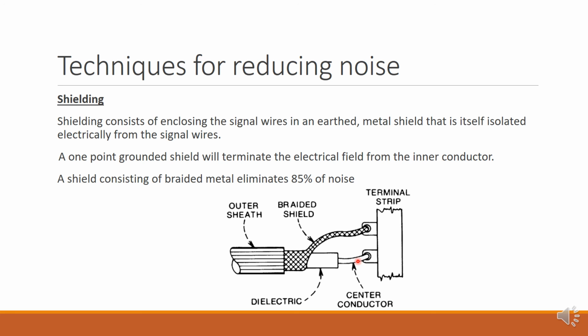Metal conduit is also sometimes used to provide shielding from capacitive coupling noise. So it is important. If you see, this is very popular and used in your signal wires: shielding.